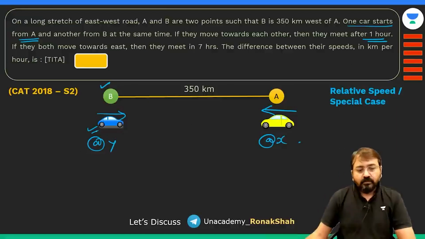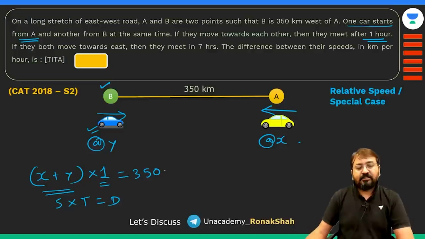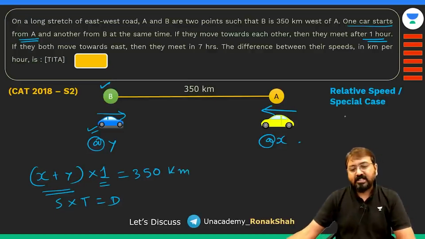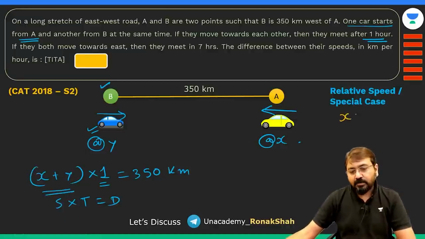So can we say that the relative speed is X plus Y, and in 1 hour we know speed into time is equal to distance. So this is the relative speed, this is the time. So they cover this total distance of 350 km. So I can make a very simple equation over here. So I can say X plus Y is equal to 350.